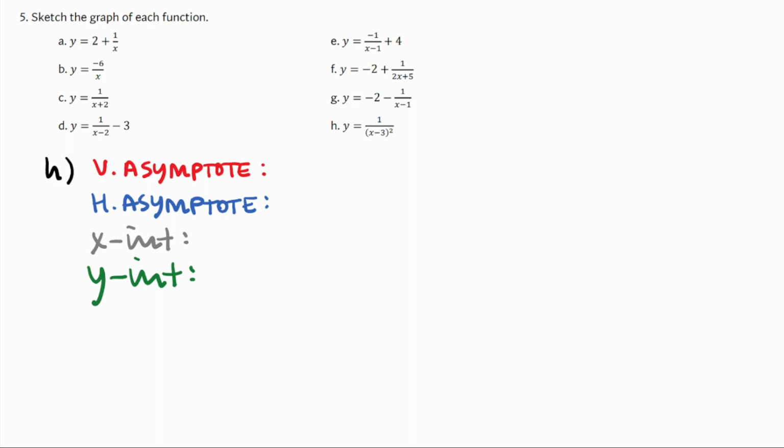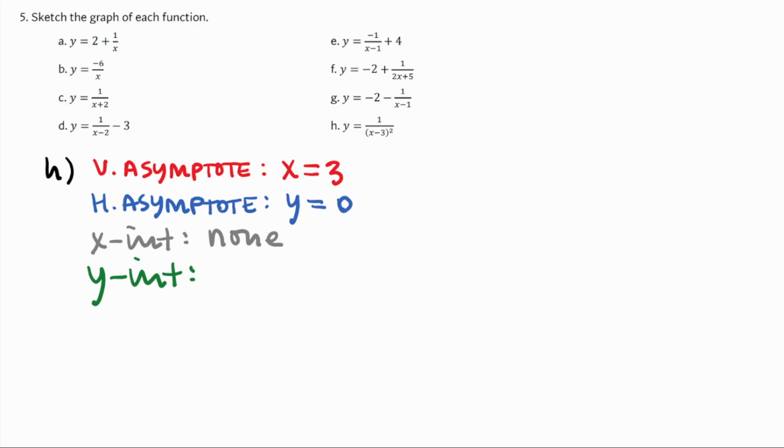The last one we've got is y equals 1 over x minus 3 squared. Okay. Vertical asymptote, anything that causes the denominator to equal 0. X equals 3. It's a double root, but I'll just show you what that means on the graph. With the horizontal asymptote, it's going to be y equals 0 because it's a fraction. The numerator is non-zero, so the whole thing can't equal 0. For an x-intercept, I just said the whole thing can't equal 0, so that's not going to be possible.